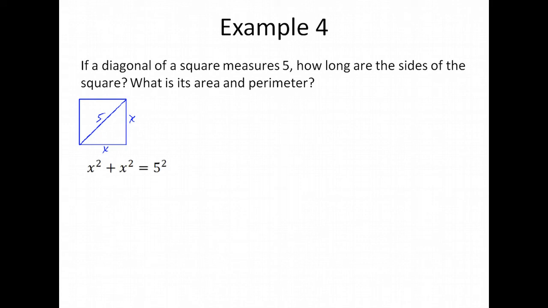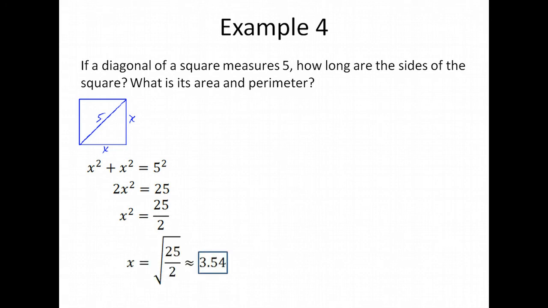Using the Pythagorean theorem on the triangle that has two sides of x and 5 for the hypotenuse, we have x squared plus x squared equals 5 squared. So 2x squared equals 25. So x squared is equal to 25 over 2. So x is equal to the square root of 25 over 2, which is approximately 3.54.